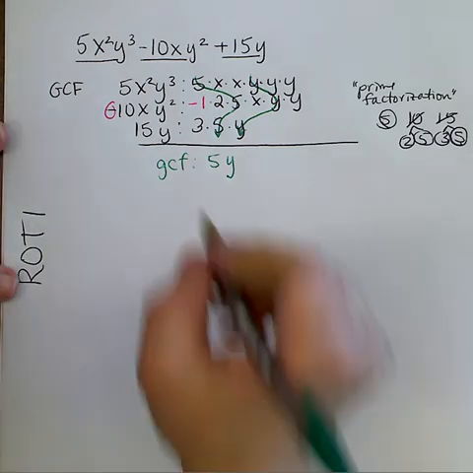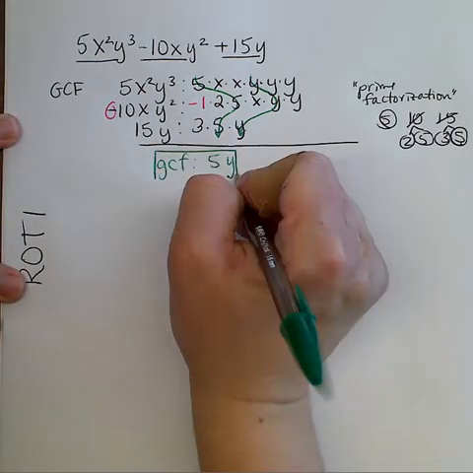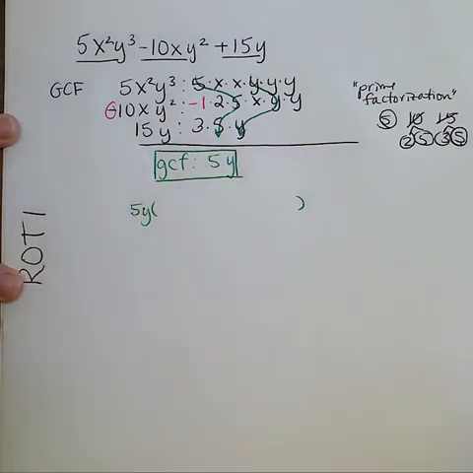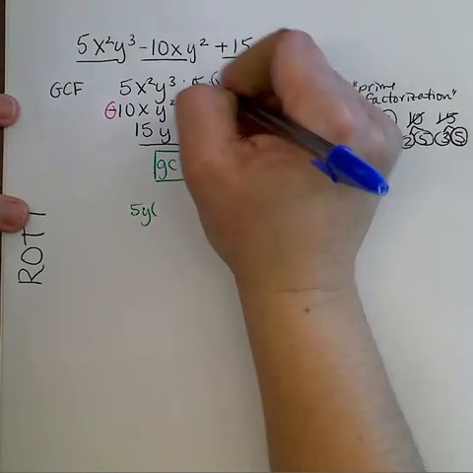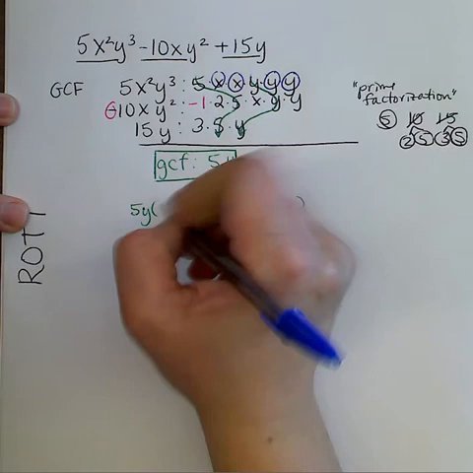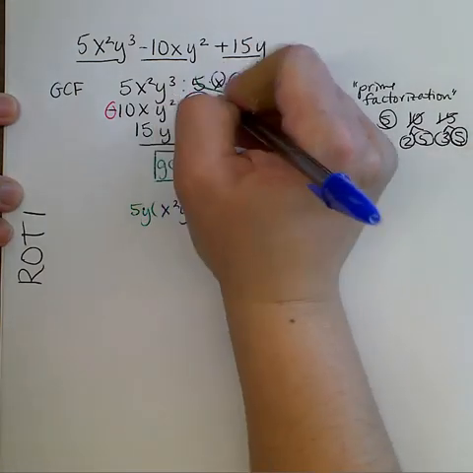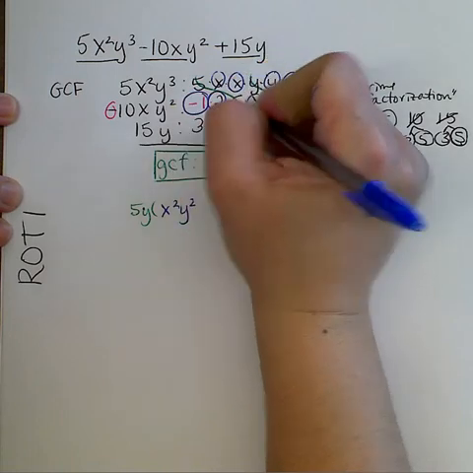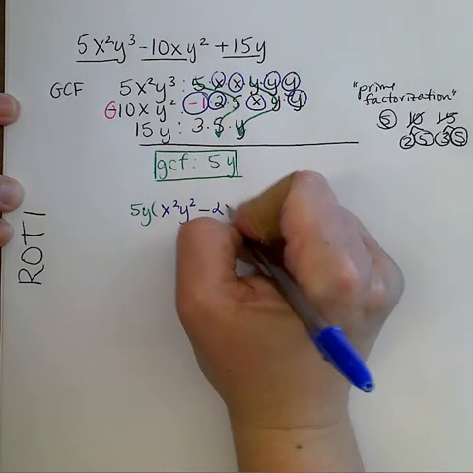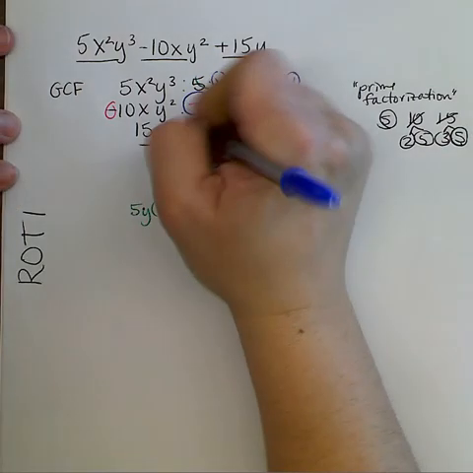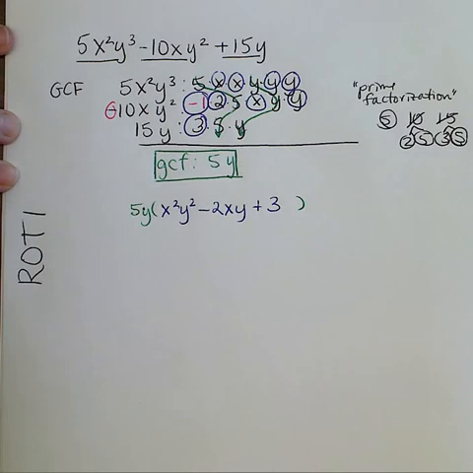If on your assessment you were asked to give the GCF, you would stop there. If I asked you to factor out the GCF, you're going to look for what remains. So in the first row, there's an x and an x, a y and a y. That's x squared, y squared. In the second row, there's a -1, a 2, an x and a y. Multiplying all those together, you get -2xy. In the last row, you have a +3. So notice how I wrote +3.